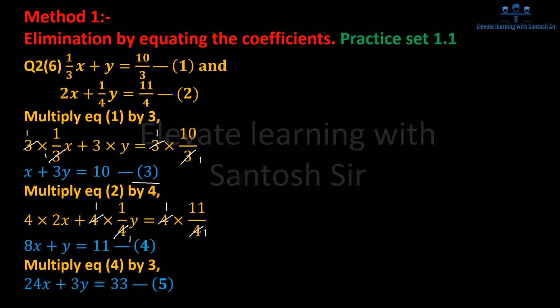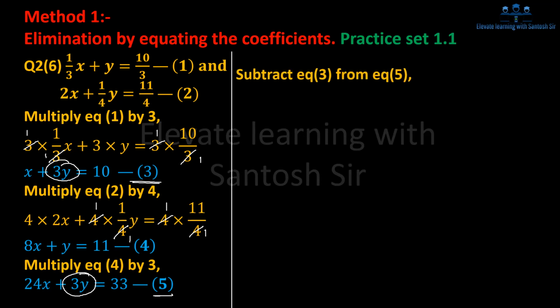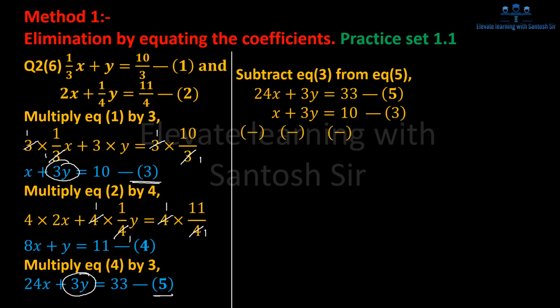Now, if you observe 3y in the equation 5 and 3y in the equation 3, we can do something over here. Since the sign is also same, we can subtract these two equations. Always subtract smaller from bigger. So we will subtract equation 3 from equation 5. We will write equation 5, we will write equation 3. As we are subtracting, we will change the sign. 3y and minus 3y will get cancelled. 24x minus x will give us 23x, which is equal to 23. X becomes equal to 1.